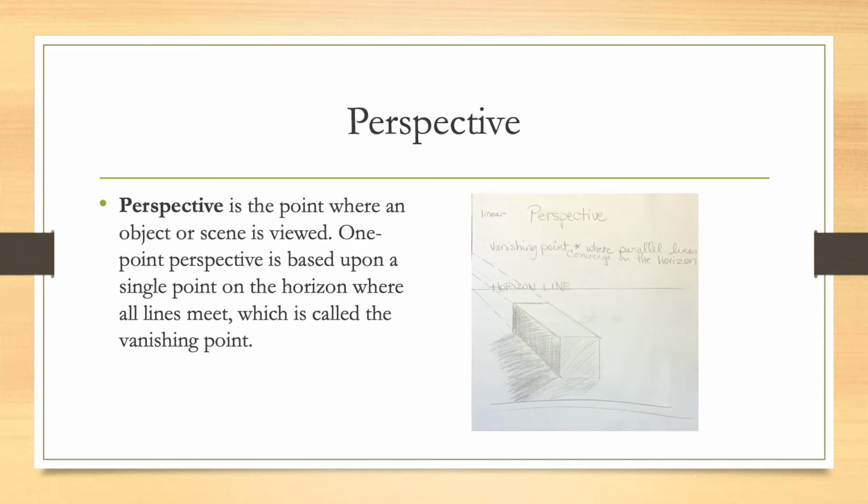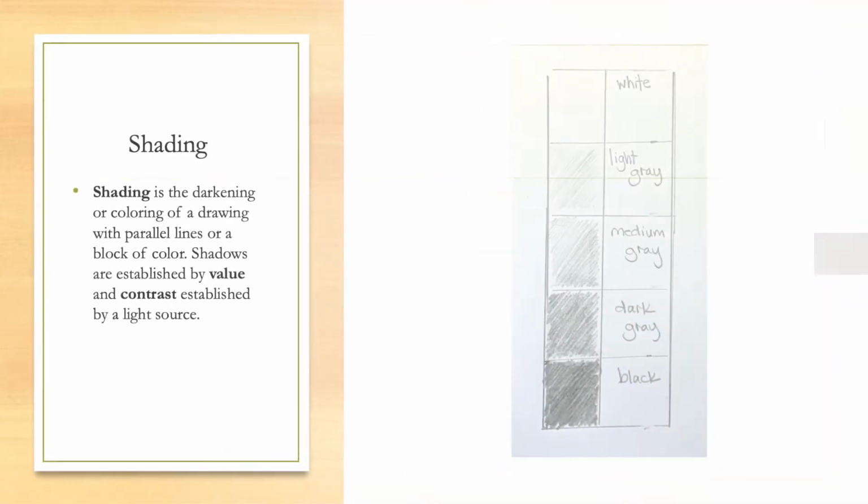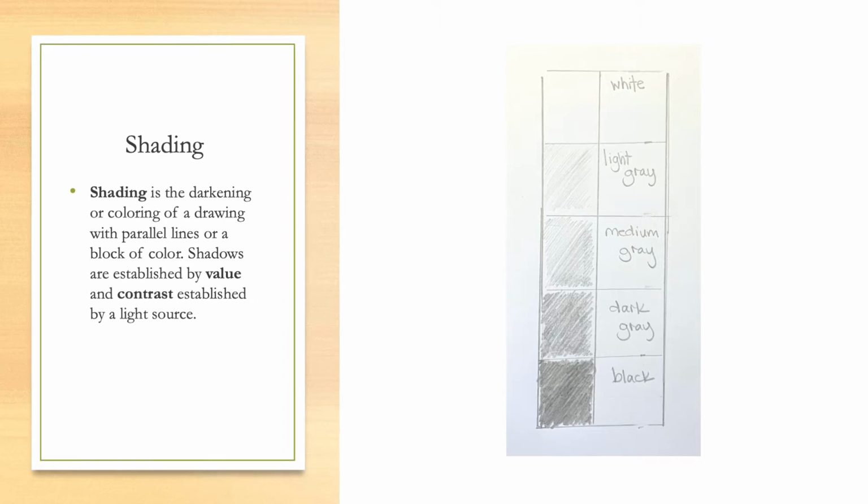Perspective is the point where an object or scene is viewed. It's the artist's perspective. It's the artist's point of view that we are seeing. One point perspective is based upon a single point on the horizon. And shading is the darkening or coloring of a drawing with parallel lines or a block of color. Shadows are established by value and contrast established by a light source.